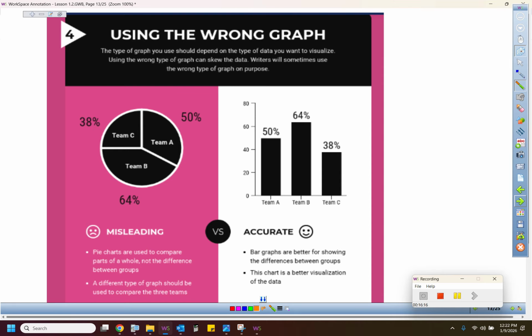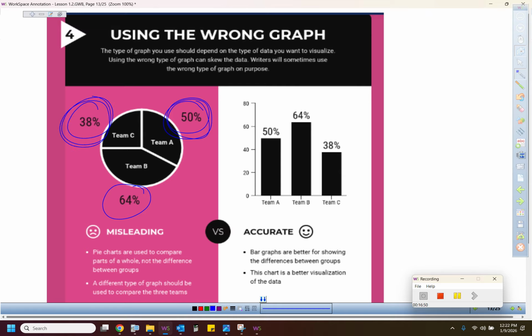Fourth way, using the wrong graph. They totally used the wrong graph to show some data. A pie chart is a horrible graph to use on this one. Why? Because Team B has 64%. I have no idea, I'm just going to make some up. Let's pretend they're a basketball team, and that's their free throw percentage. Team B might be shooting 64% for their free throws, Team A 50%, and Team C 38%.